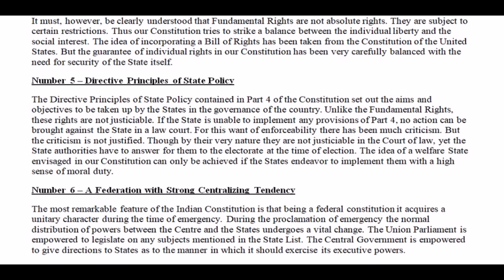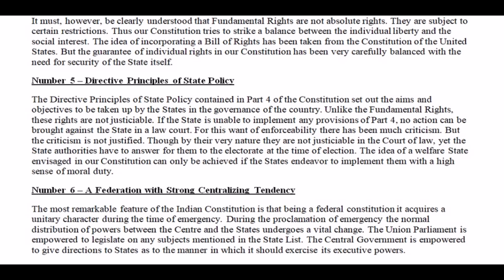Number 5. Directive Principles of State Policy. The directive principles of state policy contained in Part 4 of the Constitution set out the aims and objectives to be taken up by the states in the governance of the country.